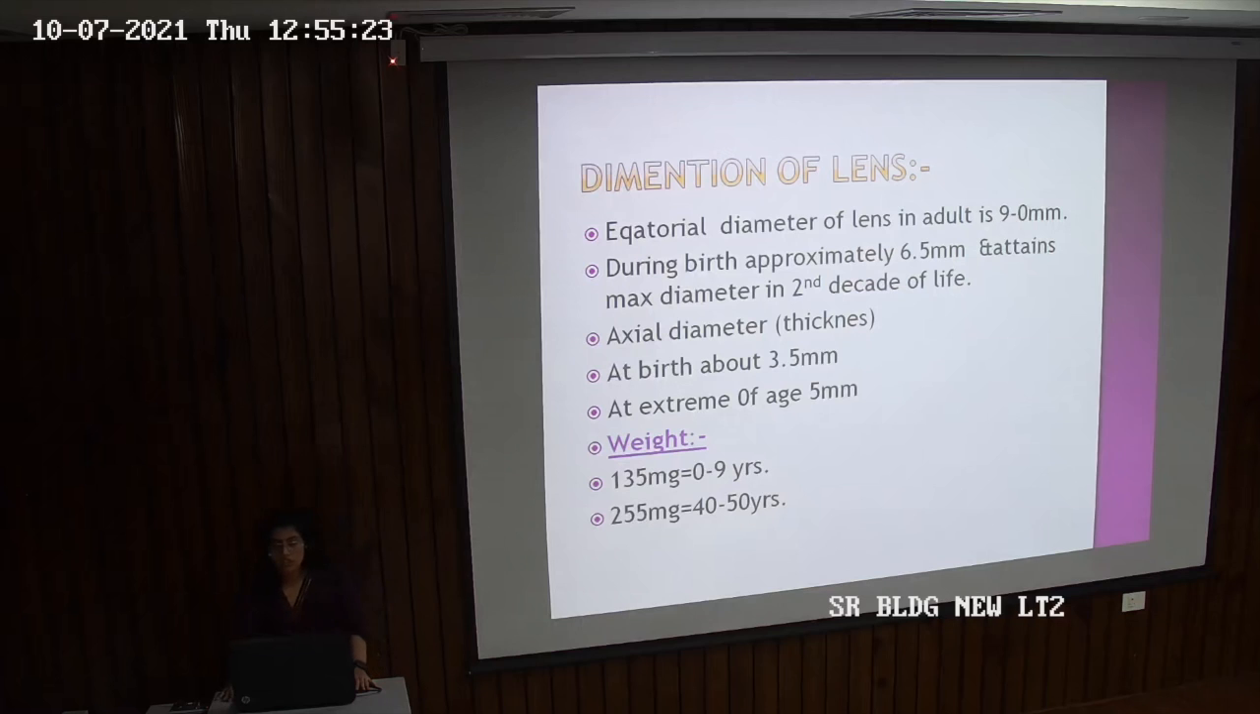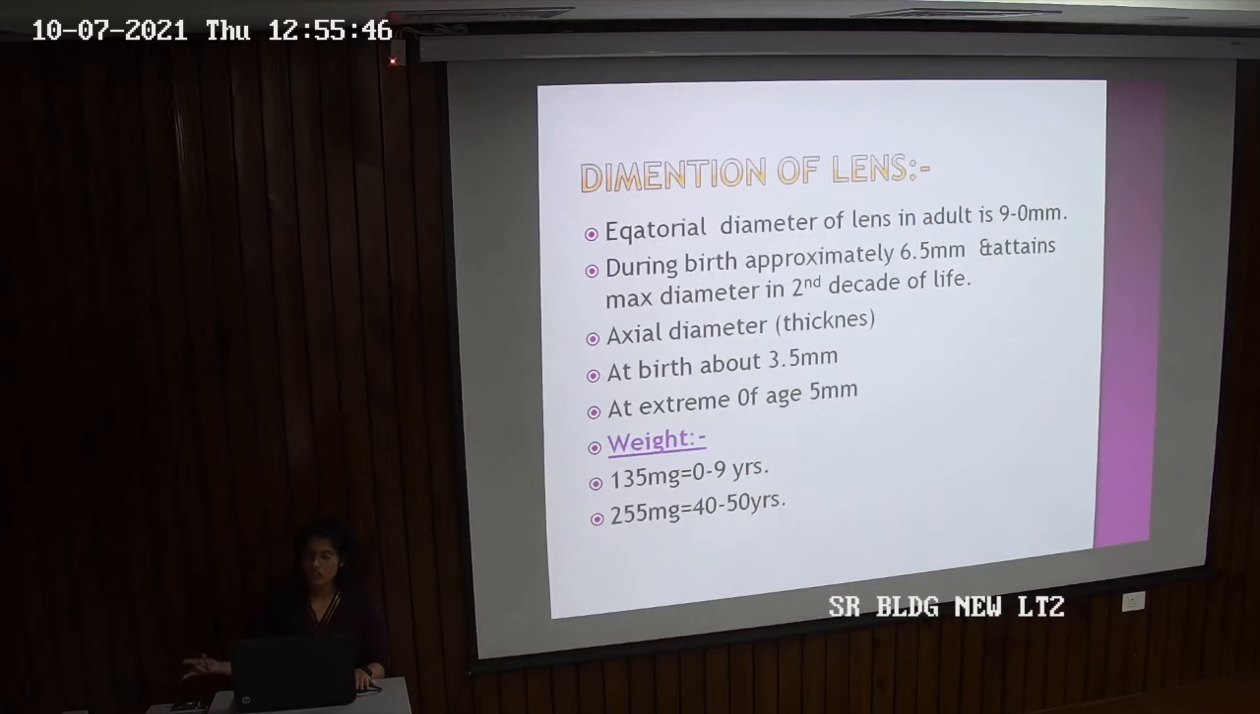Now, dimensions of the lens. This is something numerical that we have to know. The equatorial diameter of the lens in adults is about 9 to 10 mm. There's a misprint over here. At birth, it's approximately 6.5 mm, and it attains its maximum diameter; it also increases as we age.